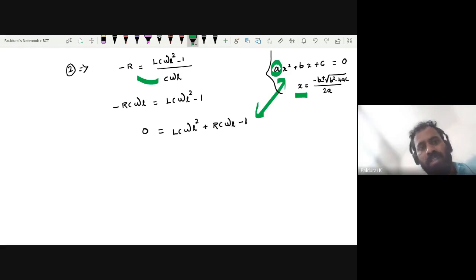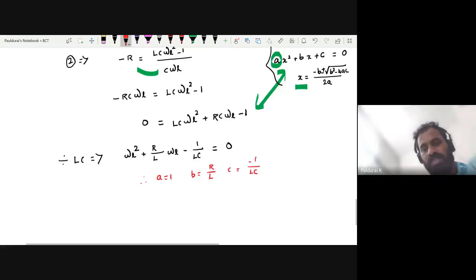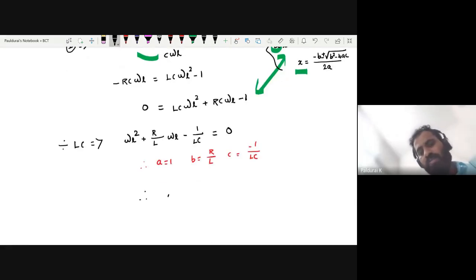That's the best practice. So now divide the above equation by LC, which will give you omega L squared plus RC divided by LC omega L minus 1 divided by LC equals 0. Right? Now this C gets cancelled. So straight away can I write R by L omega L. So here what is this? Therefore, A equals 1, B equals R by L, C equals minus 1 by LC. Therefore, what is my omega L?